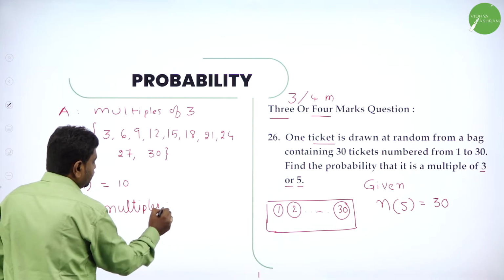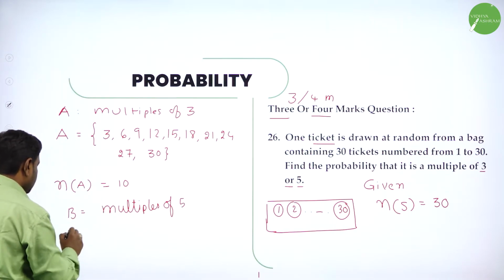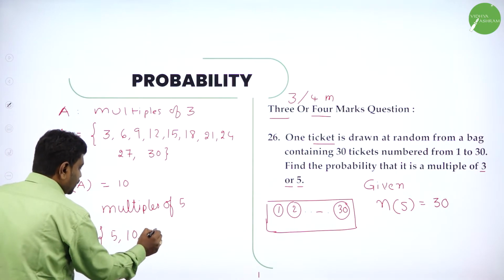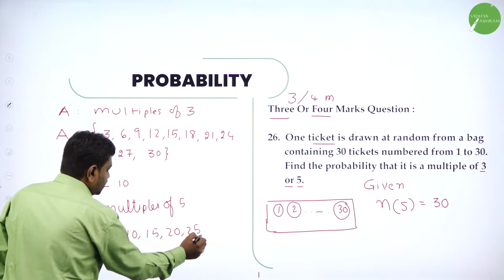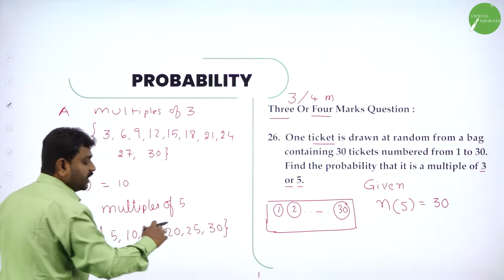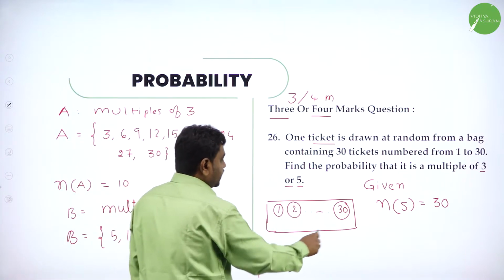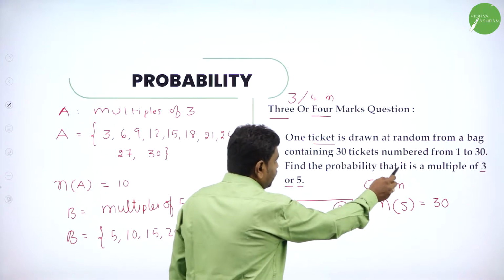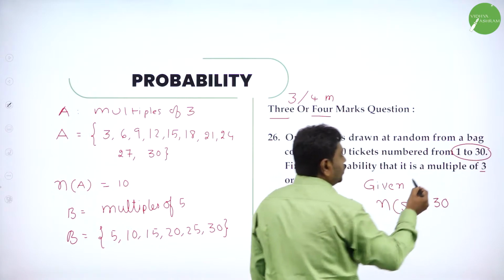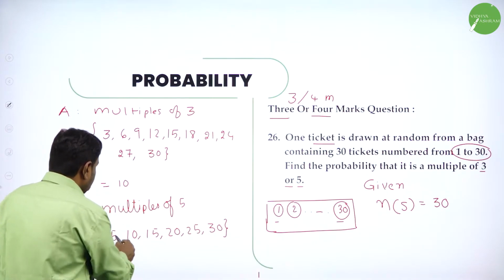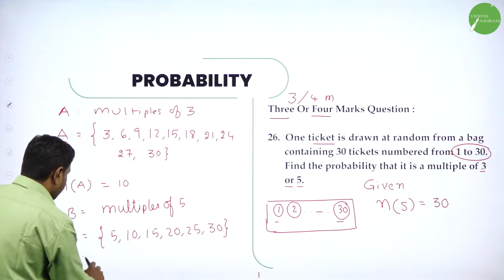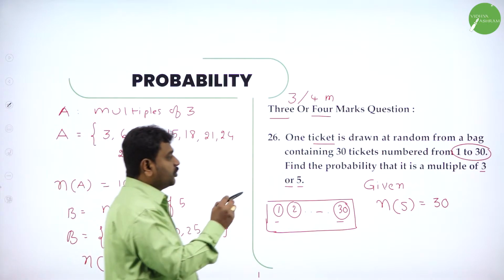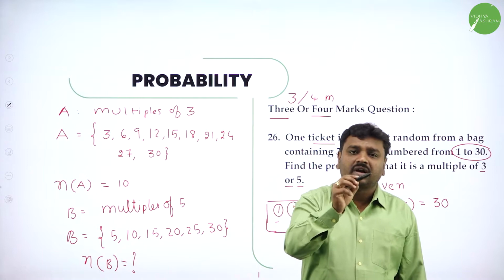What are the multiples of 5? B is equal to 5, 10, 15, 20, 25, 30. We cannot go more than that because the bag contains tickets 1 to 30 only. They have given only from 1 to 30. So 1 to 30 multiples of 5: 1, 2, 3, 4, 5, 6. N of B is 6.